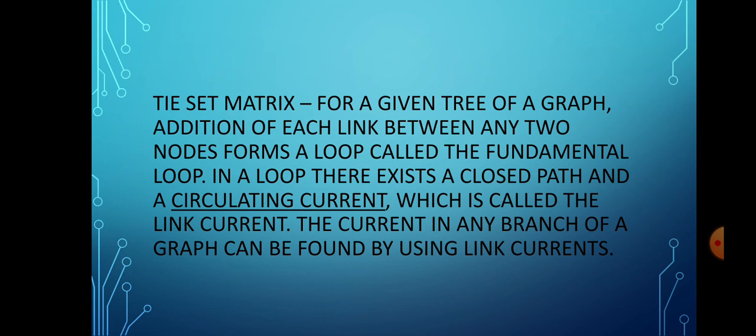Tie-set matrix: for a given tree of a graph, addition of each link between any two nodes forms a loop called the fundamental loop. In a loop, there exists a closed path and a circulating current which is called the link current. The current in any branch of a graph can be found by using link currents.